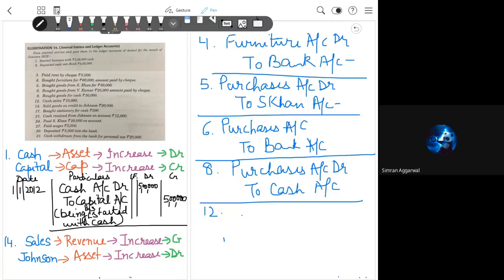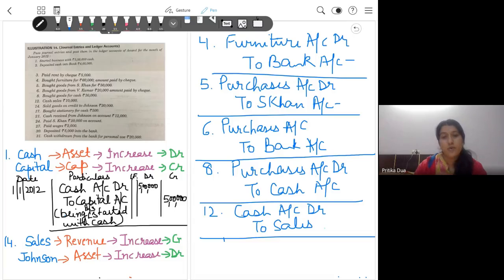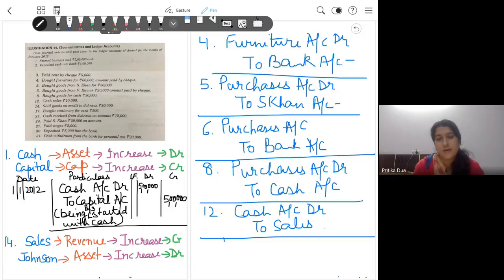There's some problem with your network. Yes. Cash account debited to sales account. Okay, thank you. Cash account debit to sales account. When you are making a sale, cash is coming into the business. So your asset is increasing, debited. Sales revenue, when revenue increases, it is credited. Okay. Next, Aryan.